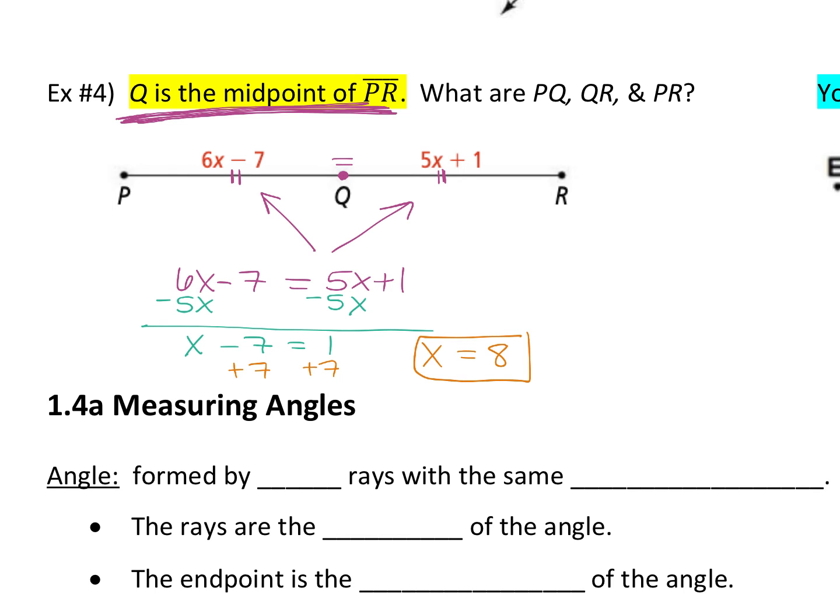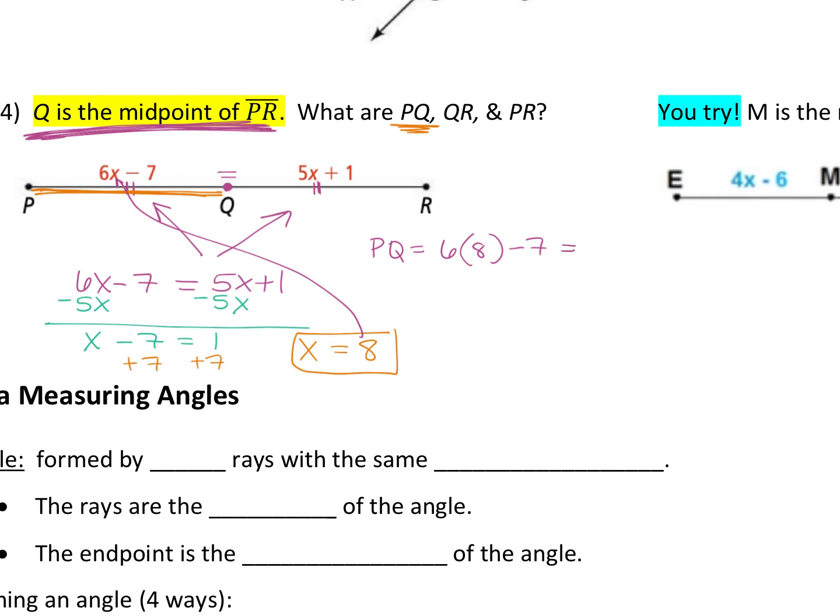Okay? Now, read the question that they asked. What are PQ, QR, and PR? PQ is this segment. So we want to know the length of that. How do you do that? You plug it in. Yeah, we're going to plug an 8 in here. So PQ is going to be 6 times 8 minus 7. What is that? Can you do that in your head? 6 times 8, anybody? 48. 48 minus 7 is 41.